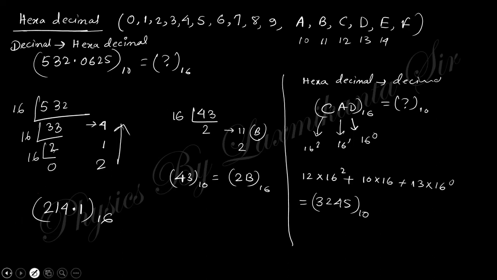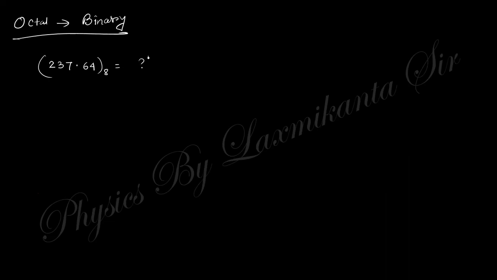Now, the interesting thing is the conversion from octal to binary system. For example, suppose you have 237.64. This is in octal, you need to change into binary system. How? One process, you can change it from octal to decimal, then convert it into binary. But directly you can change octal to binary. How? Change individually in binary into 3 digits.